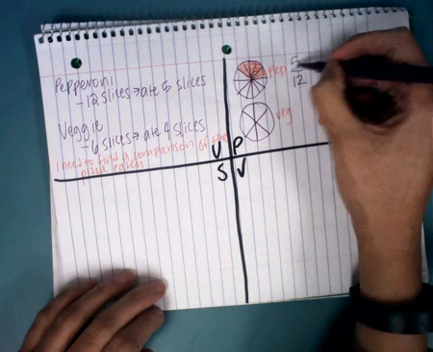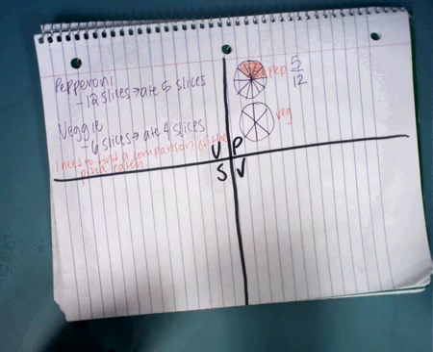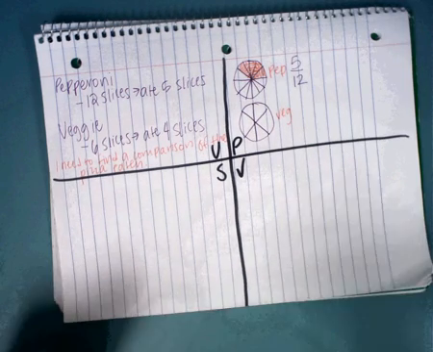Okay? Veggie, on the other hand, we ate 4 of those slices. Well, let's go ahead and color 4.